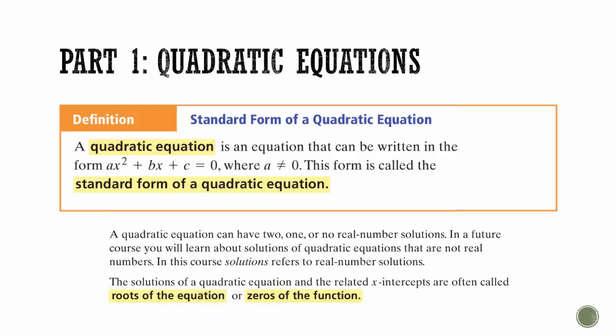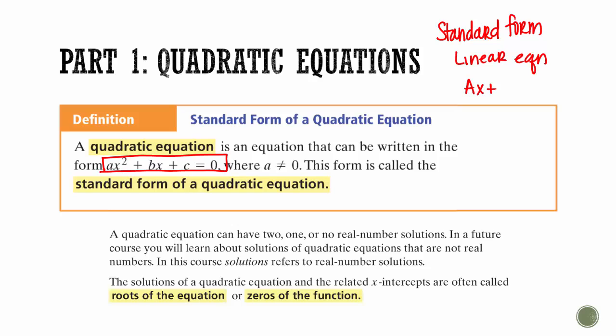A quadratic equation is an equation that can be written in the form ax squared plus bx plus c equals 0. This form is called the standard form of a quadratic equation. So remember we had standard form of a linear equation? We just called it standard form because we only knew linear stuff. But that was ax plus by equals c. This is very, very close. The thing that makes something quadratic, though, is the fact that you have an x squared on there.